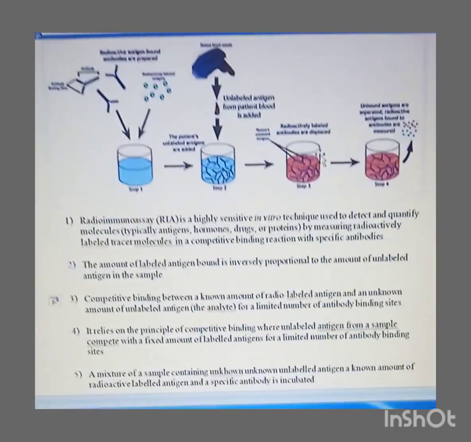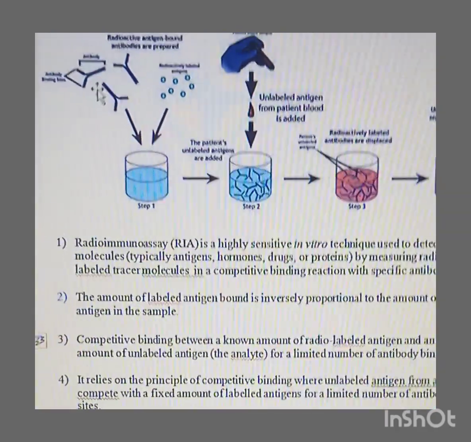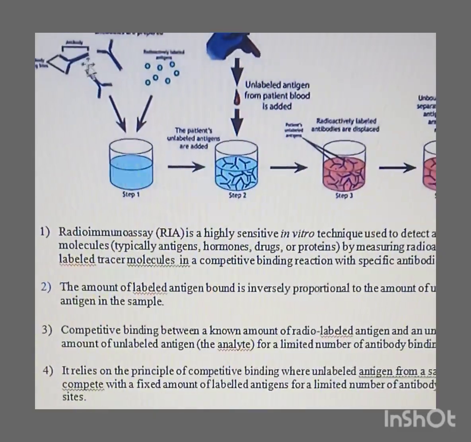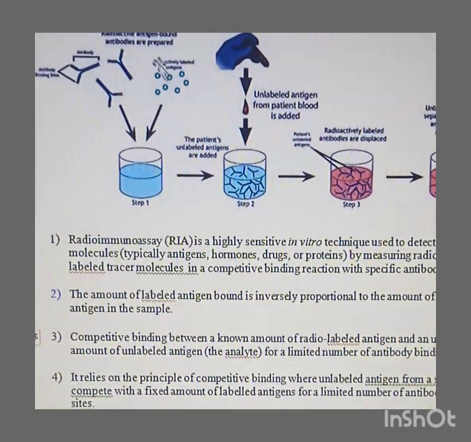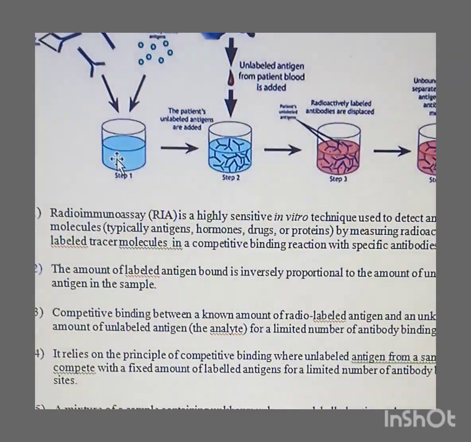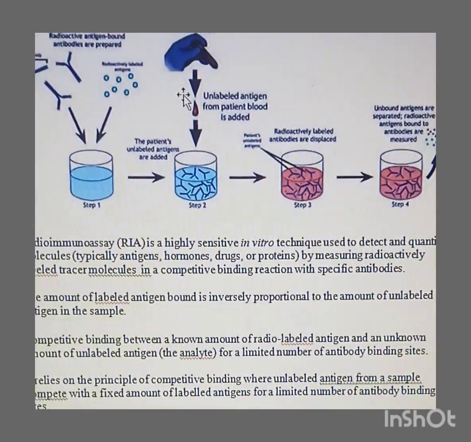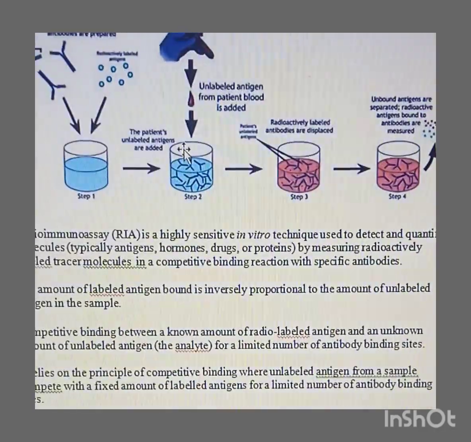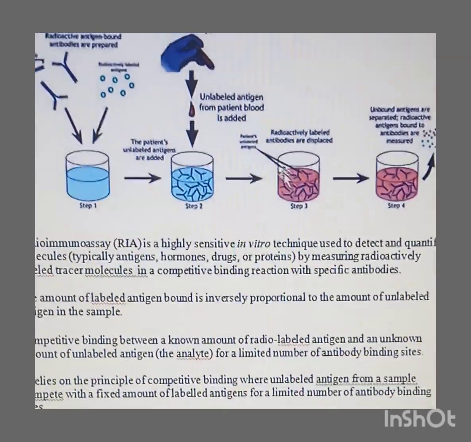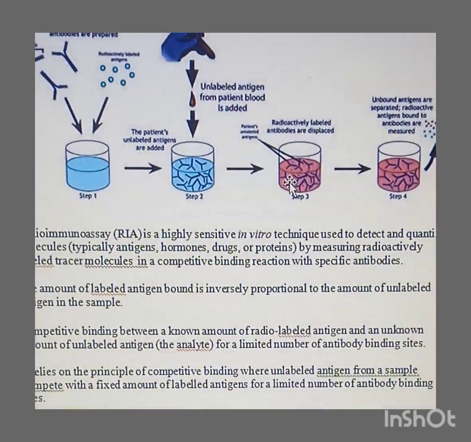In this technique, firstly we take antibodies. For example, these are our antibodies and this is our antibody binding site. We also take radio labeled antigens. They are mixed properly with each other in this solution. Then we add unlabeled antigens from patient blood samples. After some time we observe that unlabeled antigens bind with our antibodies rather than the labeled antigens.